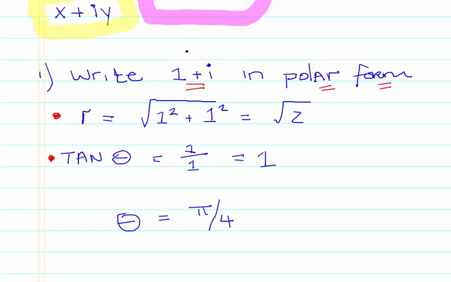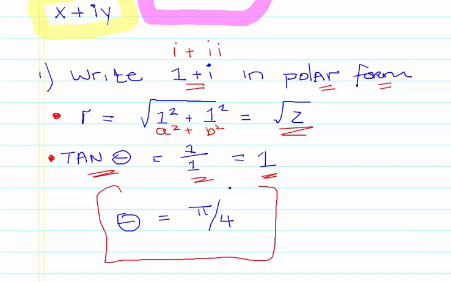R equals, so we can write that as 1 + 1i, if you get me. So a and b: a is 1, b is 1. So 1 squared plus 1 squared, which is a squared plus b squared, just gives us the square root of 2. Tan theta, the argument, is 1 over 1, that just gives us 1. So essentially the argument is pi over 4. So these are two critical components, the square root of 2 and pi over 4.